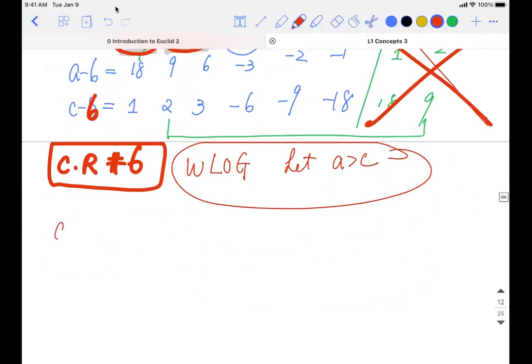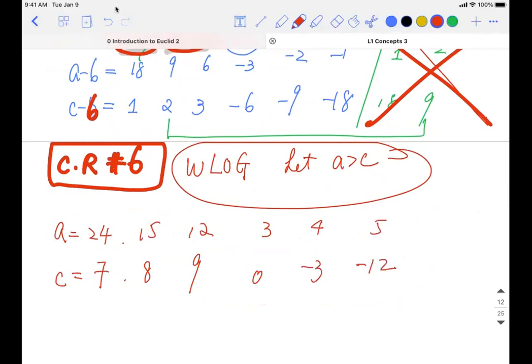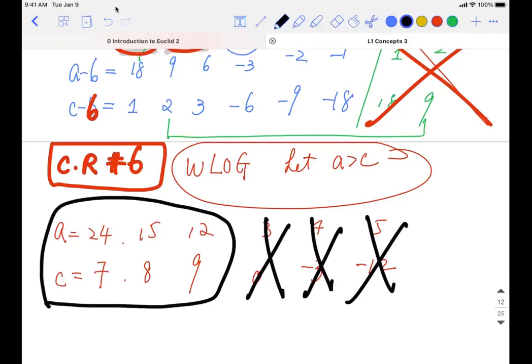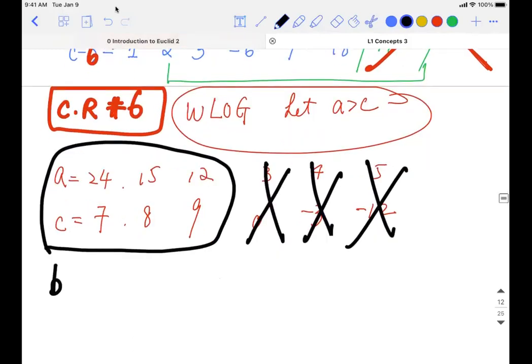This is going to be easy. A and C: A could be 24, C could be 7, 15, 8, 12, 9, 3, 0, 4 minus 3, 5 minus 12. Because you're talking about the side lengths of a triangle, these are all weird things, right? You can't have side lengths equal to 0. You can't have negative side lengths. As long as you have this, your B will be very easy to determine, right?